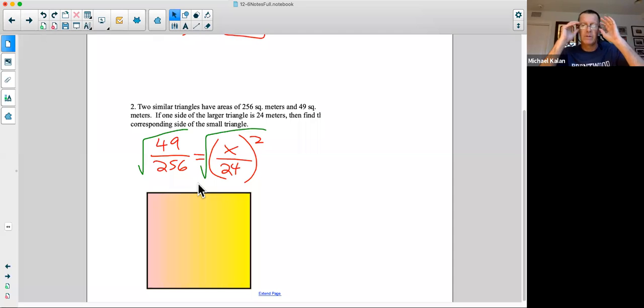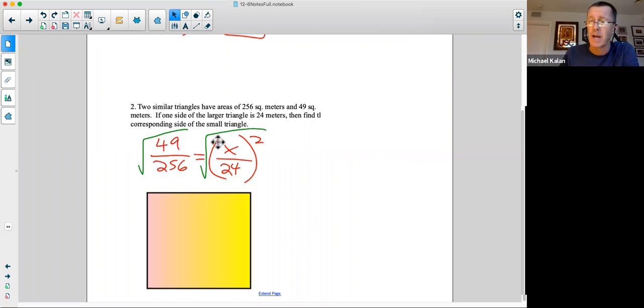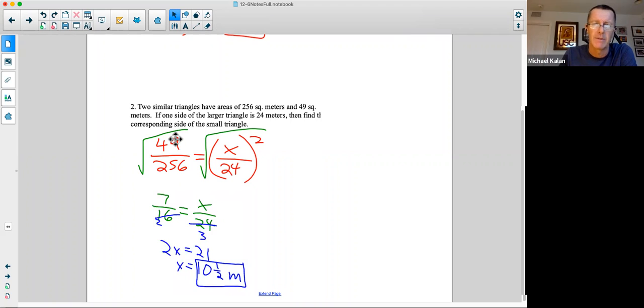It wouldn't make a difference if you did 256 over 49, as long as you had 24 over x and then quantity squared. Take the square root of both sides, because what we're trying to do is solve for x, right? And if you do that, obviously you get 7 over 16 and x over 24 when you take the square roots.